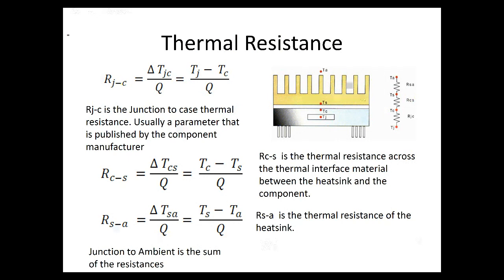All right, so I was just explaining that you now want to consider the total resistance. In this case, it would be the resistance between the junction and the ambient. You would just be adding all the resistances, like resistors in series, but this is thermal resistance. So the resistance between junction and ambient is the resistance between the junction and the case, plus the resistance between the case and the sink, plus the resistance between the sink and the ambient. All of this is equal to the difference in temperature between the junction and the ambient divided by the heat.